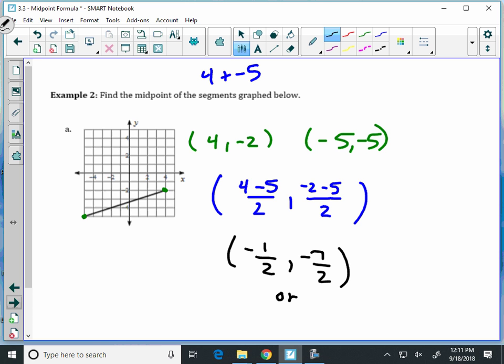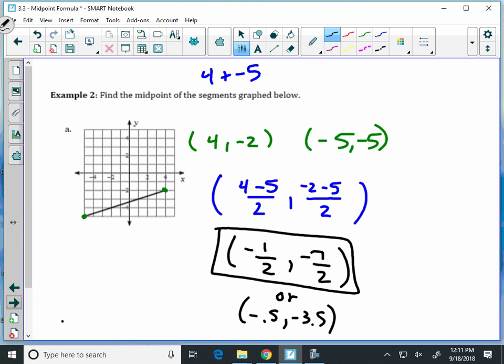Again, if you plug it in, your calculator tells you -0.5 and then -3.5, that's totally fine. I'm not picky about that, unless the directions specify. Questions over that? One more.